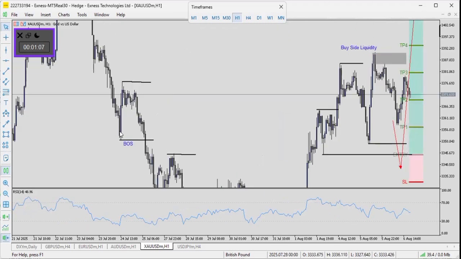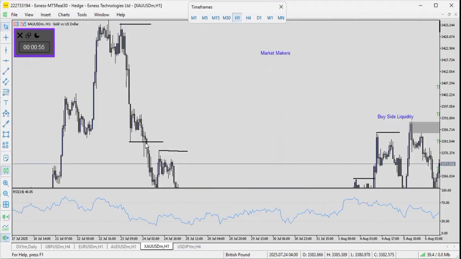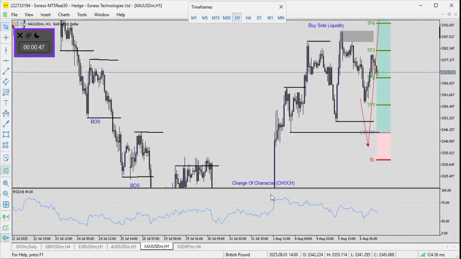You see the breakage. You saw the first break of structure happen here. Another break of structure. In fact, it started all the way from here. At this point, it wasn't even a break of structure. It was a change of direction. What I wrote here, this is where it started. This is a change of structure, change of character, rather.